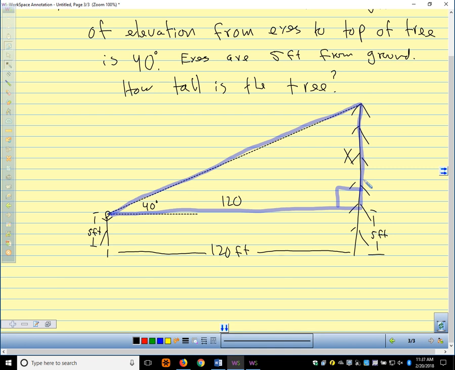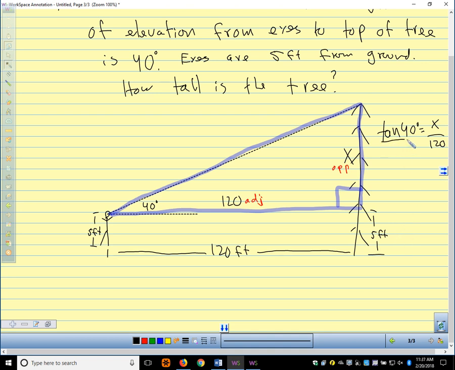So I'm looking at that blue triangle, not a 30-60-90, not a 45-45-90. So we need to use SOHCAHTOA. For this triangle, is x opposite, adjacent, or hypotenuse? That's our opposite, and this side is adjacent for the 40-degree angle. What ratio tells us about opposite and adjacent? Tangent. So we say tangent of 40 degrees equals opposite over adjacent, x over 120.